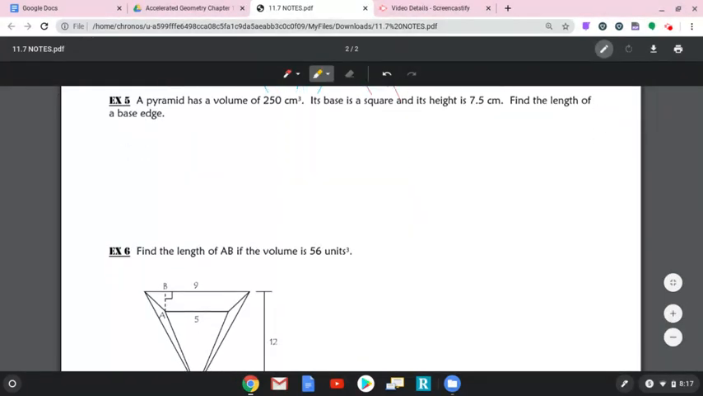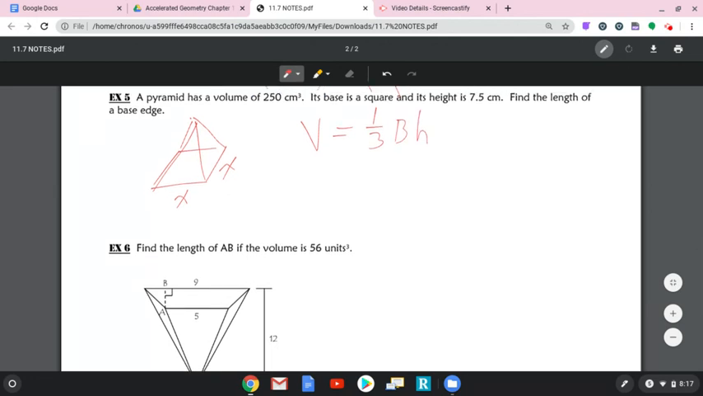The pyramid has a volume of 250 centimeters cubed. Its base is a square and has a height of 7.5 centimeters. Find the length of the base edge. So what they're saying is I have this square pyramid. I don't know my side lengths, but because it's a square, I know they're both the same exact length. They're telling me the volume, and remember, for a pyramid it's 1/3 base area times height. They're telling me this is 250 centimeters cubed. The base area, if it's a square base, the formula is x squared, the side length times itself.